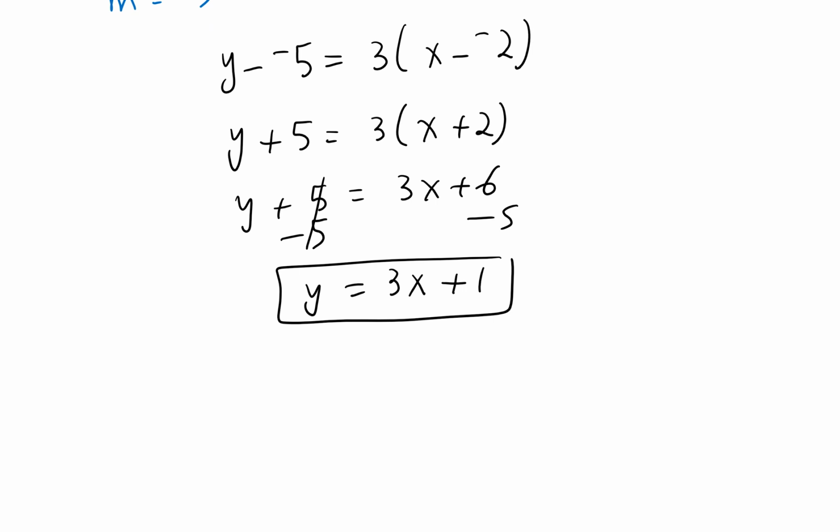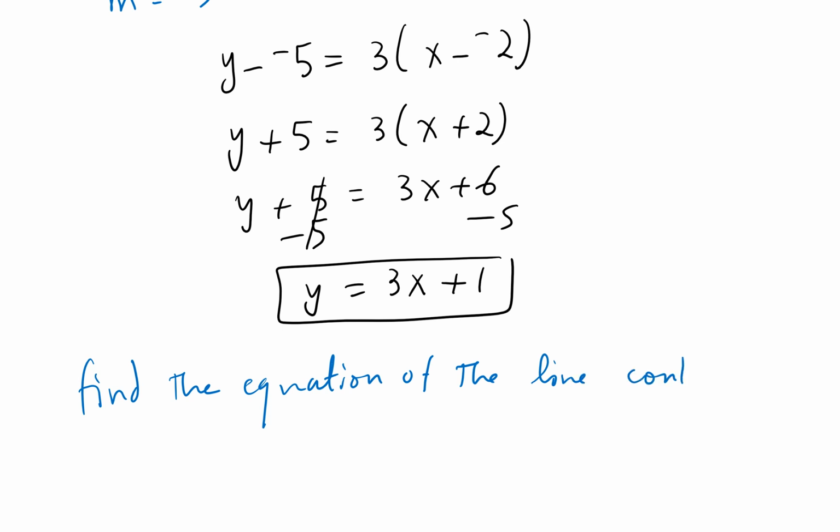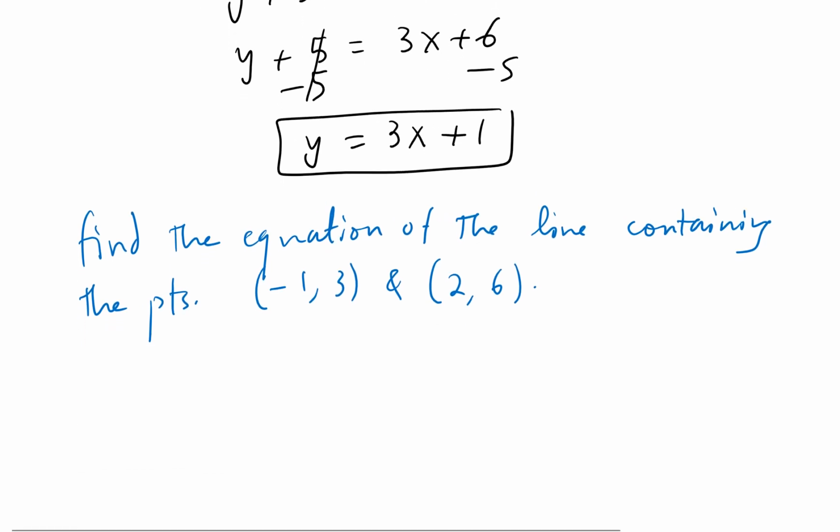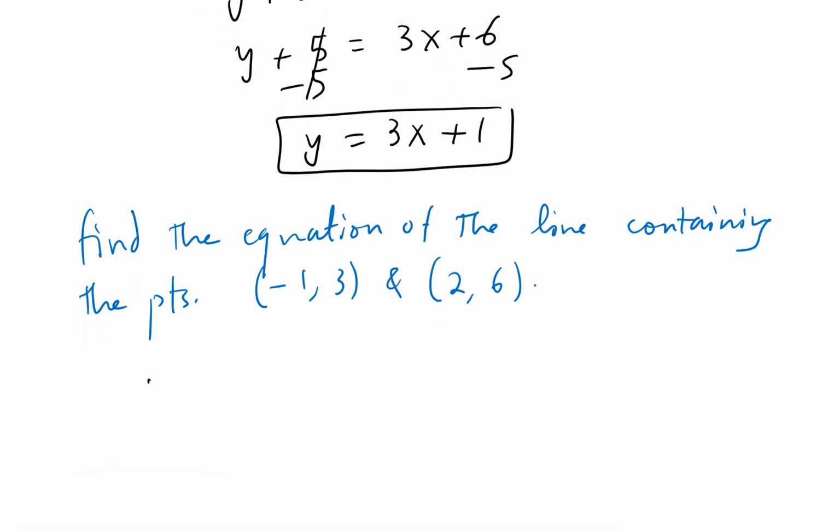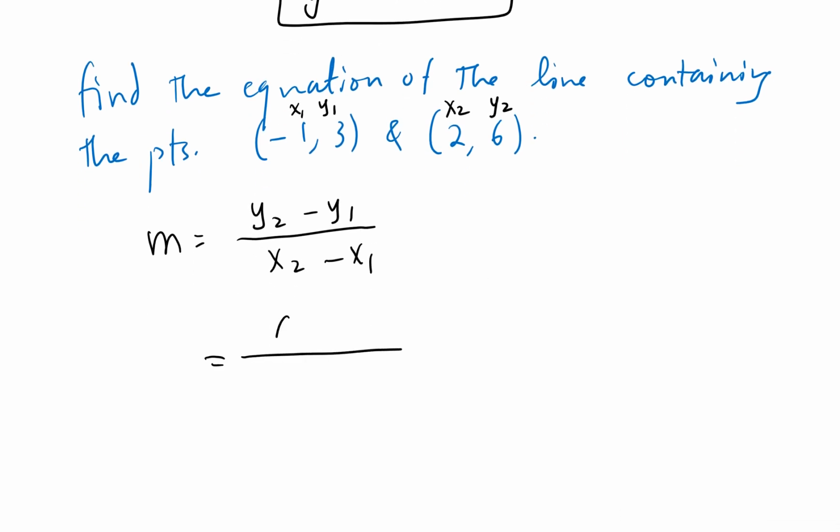Or you may be asked to find the equation of the line containing the points -1, 3, and 2, 6. Well, what we can do, we can find the slope first by using the formula for the slope, y2 minus y1 over x2 minus x1. Always label the points x1, y1, x2, y2. What do we get for this? y2 is 6, y1 is 3, x2 is 2 minus -1. That's a 3 over 2 plus 1, that's a 3.